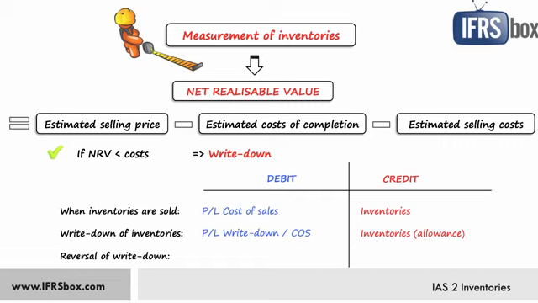If there is a reversal of any write-down due to an increase of net realizable value, then you should recognize it as a reduction in the amount of inventories recognized as an expense in the period in which the reversal occurs. The journal entry is to debit inventories or allowance account and credit profit or loss, cost of sales most often, or reversal account. So this is the basic introduction to inventories as arranged by IAS 2.